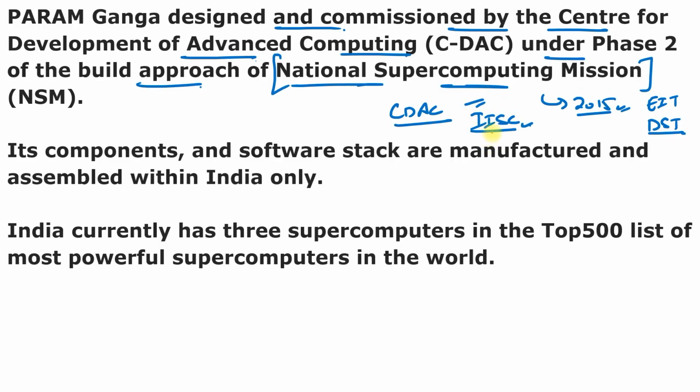Its estimated cost is rupees 4,500 crore over a period of 7 years, and it was started in 2015. It means it will end in 2022. It aims to deploy 24 facilities with a combined computing power of more than 64 petaflops. So this is the National Supercomputing Mission. But you have to remember about Param Ganga.